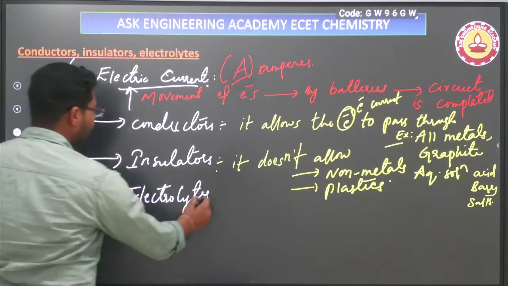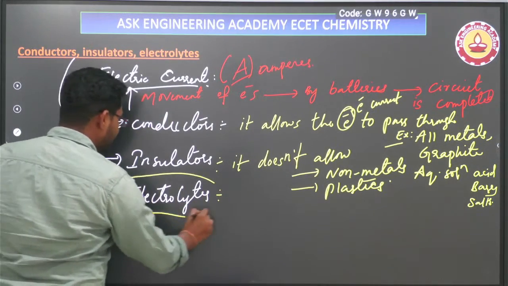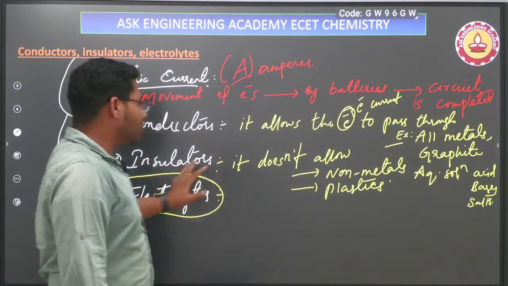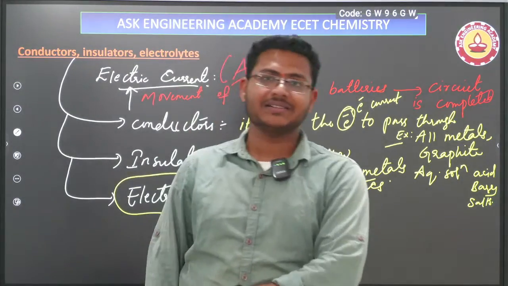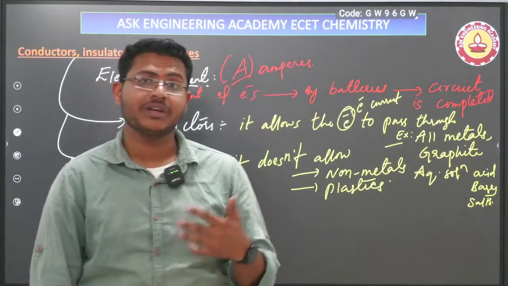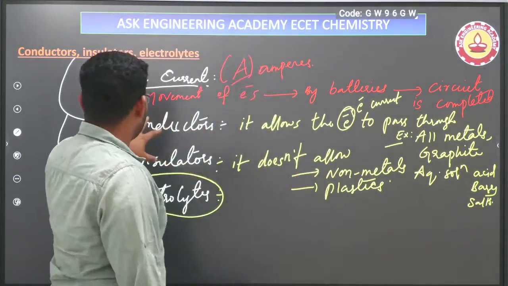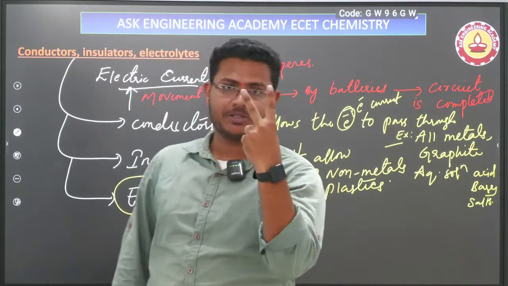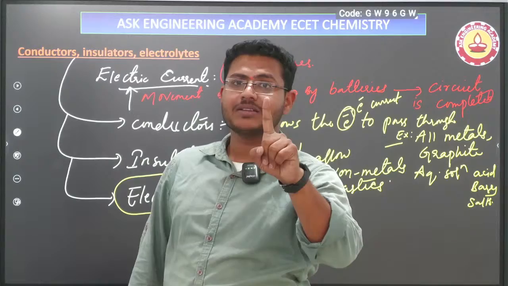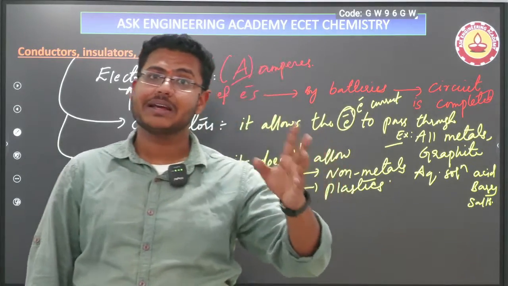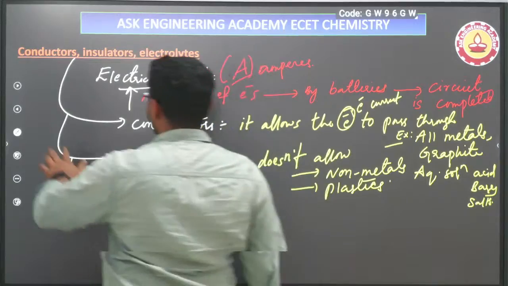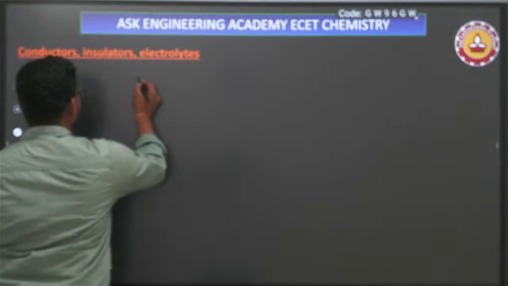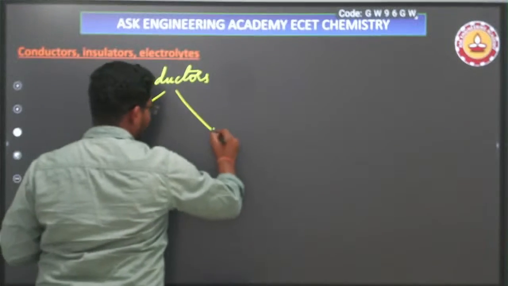And now the third one is electrolytes. This is a special category. Electrolytes are also studied under conductors, because electrolytes are also good conductors of heat and electricity. Conductors are again classified into two types: one is metallic conductors, and the other is electrolytes.